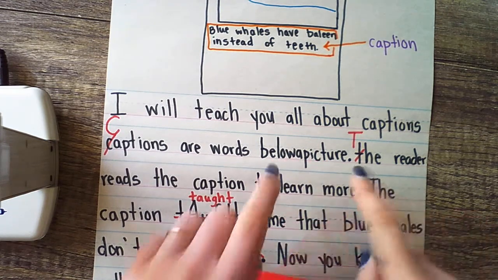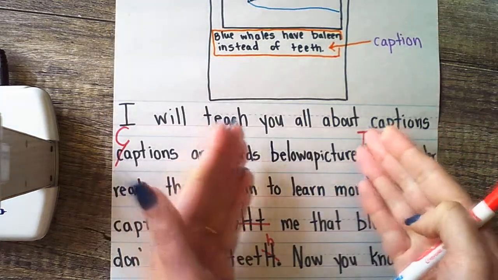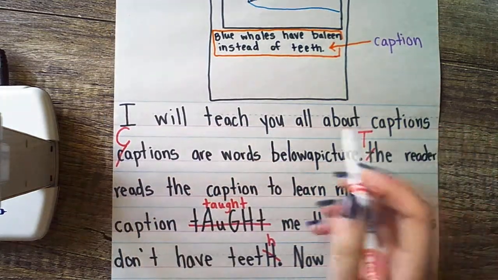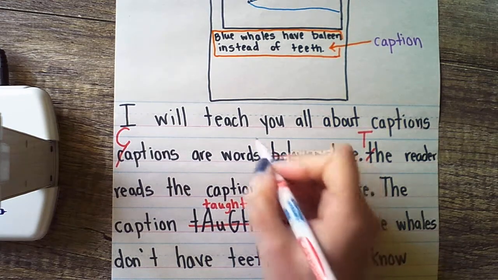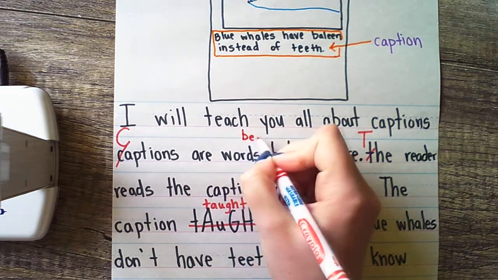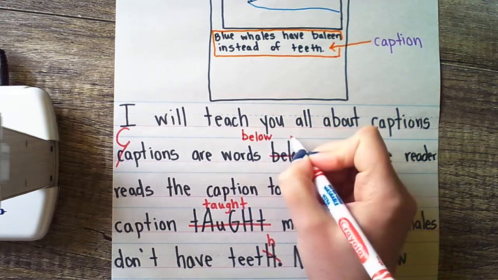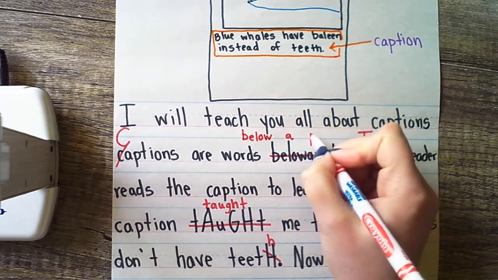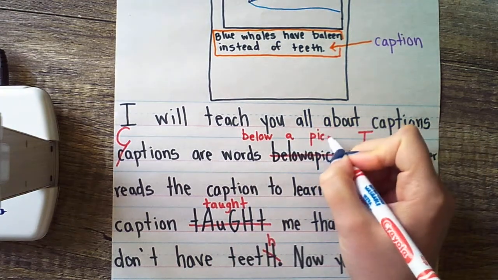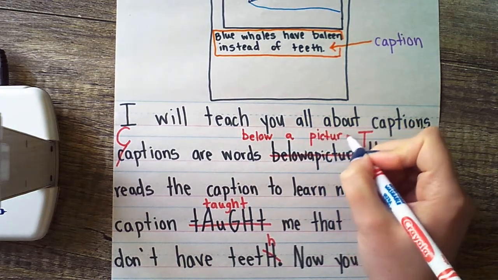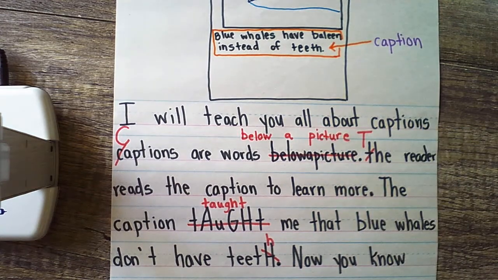Oh my goodness. This is supposed to say below a picture. But you see how it's all squished? So we're going to cross that out and rewrite it with finger space. So it's supposed to say below, space, a, space, picture. Notice how I can fit my finger in between. If you are using a pencil, you can just erase your sentence and rewrite it correctly.